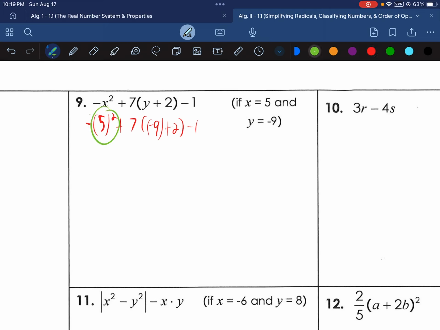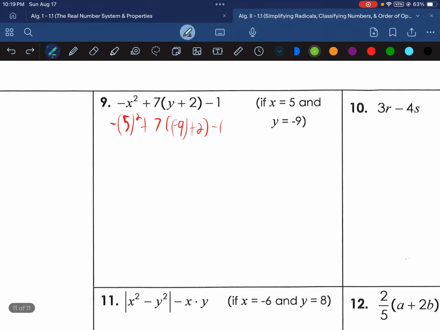So a couple things to note here is that this negative is outside the 5 being squared. So we'll square the 5 and then make it negative. And the other note is that we have 2 sets of parentheses here, so we'll just have to be careful and follow it inside out. So this gives us negative 25 as we talked about, plus 7 times negative 9 plus 2 is negative 7, minus 1.